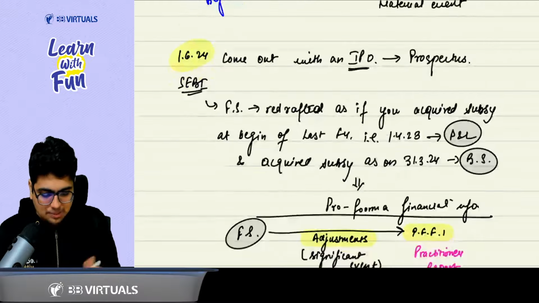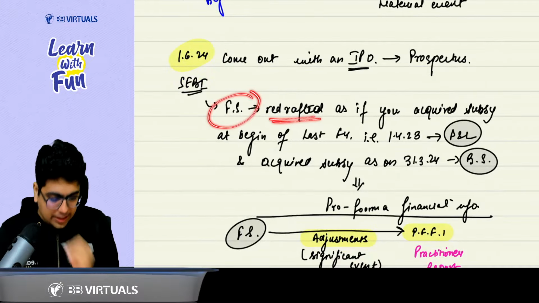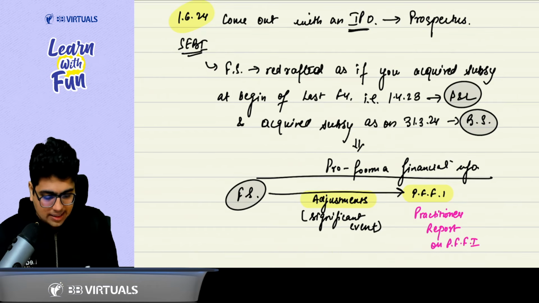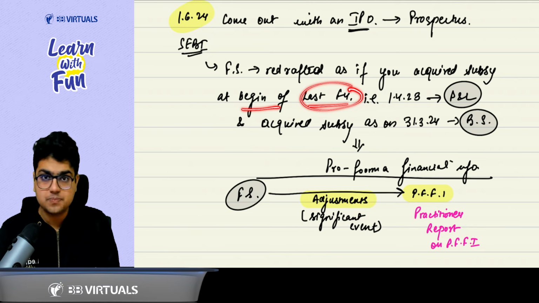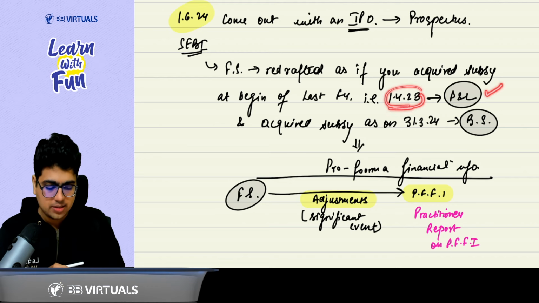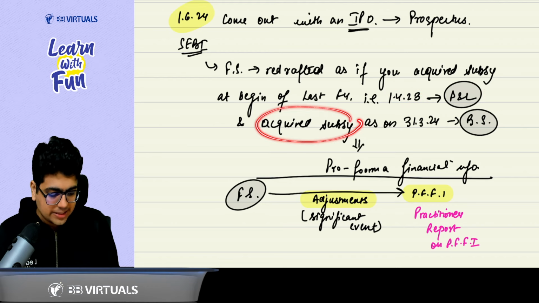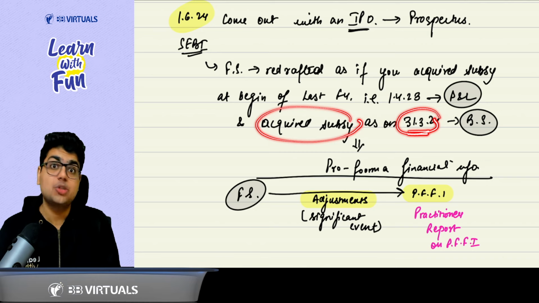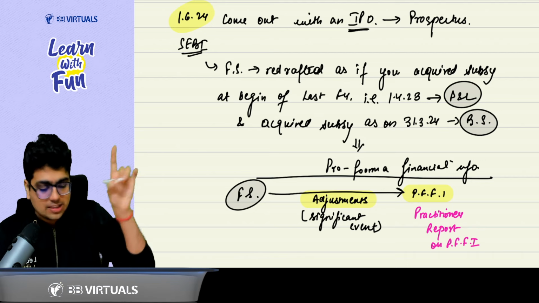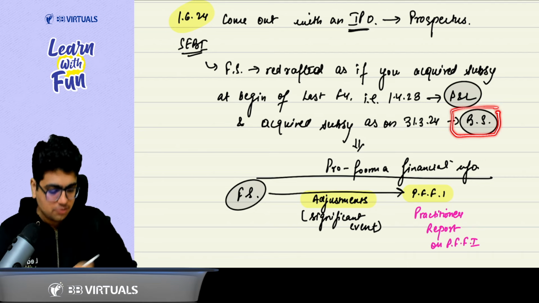So as per SEBI, your financial statements need to be redrafted as if you acquired this subsidiary at the beginning of the last financial year. For example, 1st April 23 for the purpose of P&L. Or you acquired this subsidiary as on 31st March 24, instead of 1st May 24, for the purpose of balance sheet.